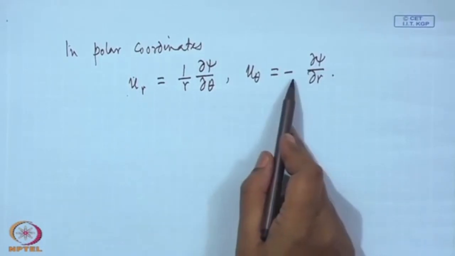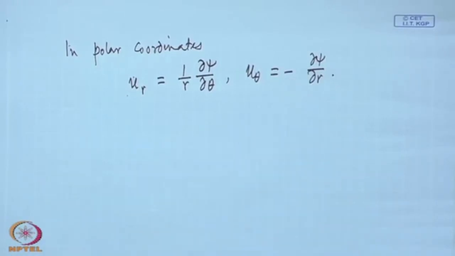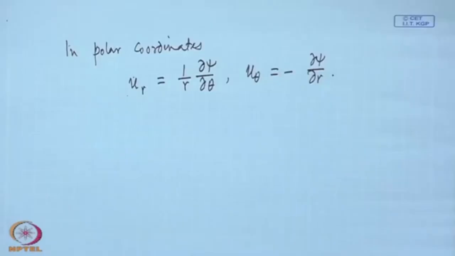You can remember, you see that in one case the sign is changing, but it is easy to remember in this way: if you differentiate the stream function in any direction, you will get the velocity in the direction which is 90 degrees clockwise. If you differentiate it in any direction, you will get the velocity component in the 90 degree clockwise direction. That is all. You can check it with this, that in both cases that is what it is.